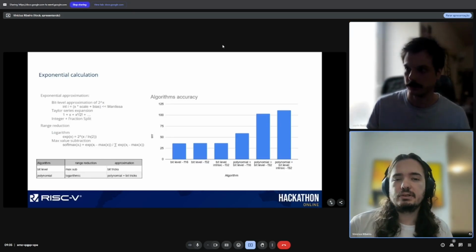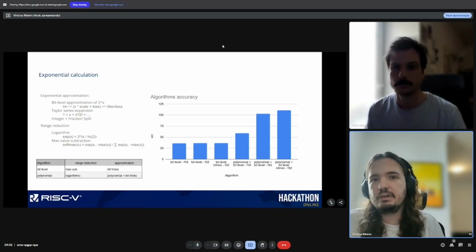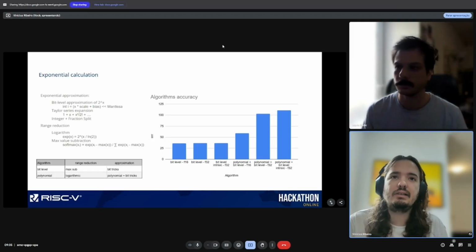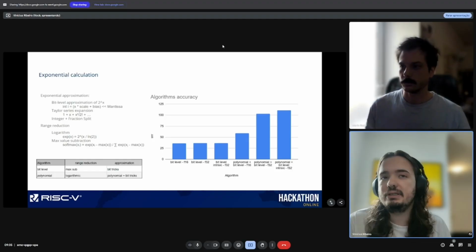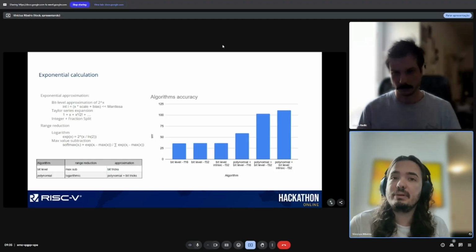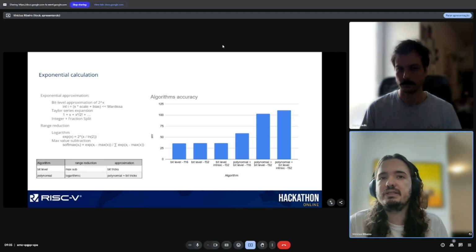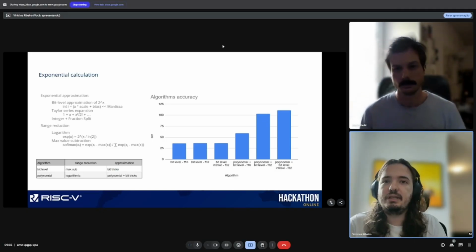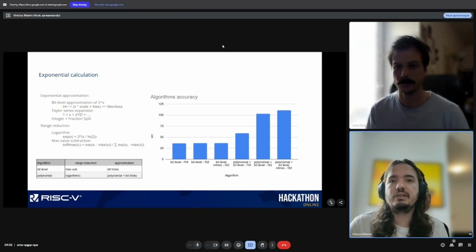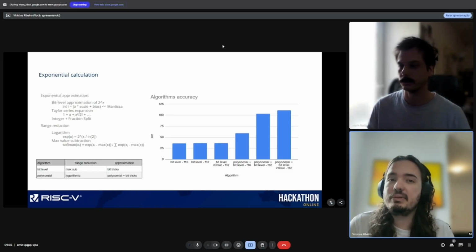Perfect. So starting with the exponential calculation, we had 2 strategies before. First is the exponential approximation, where the calculation really happens. For that, you have 3 approaches. There was the bit level approximation, the Taylor series expansion, and the integer fraction split, where the idea is to split the value into an integer part and a fraction part. The integer part you calculate with the bit level approximation, and the fraction part you calculate with the Taylor series expansion. You also tried a few range reduction methods, basically the logarithm one and the max value subtraction.